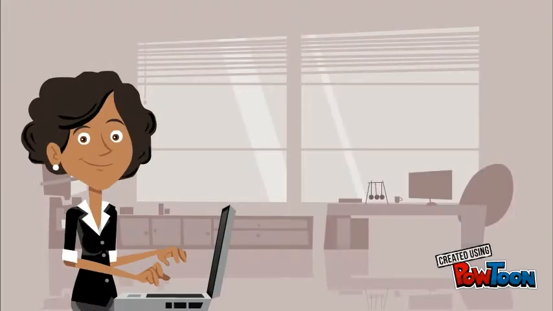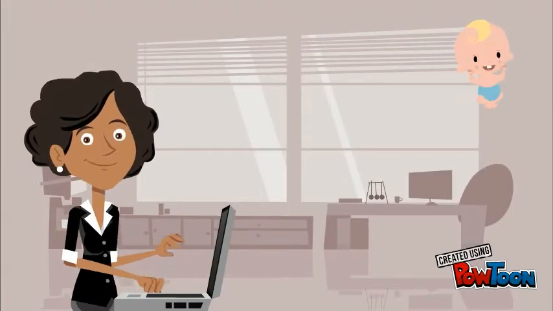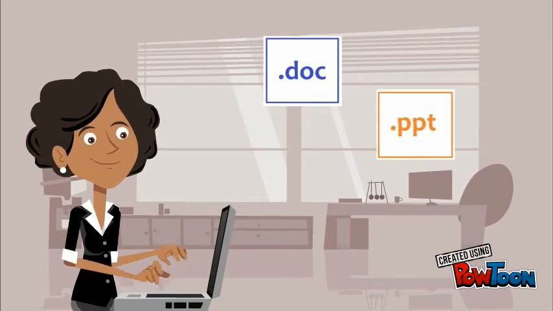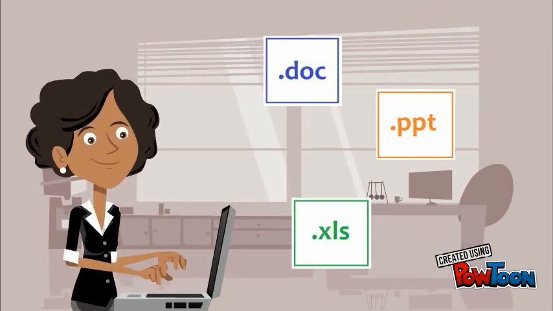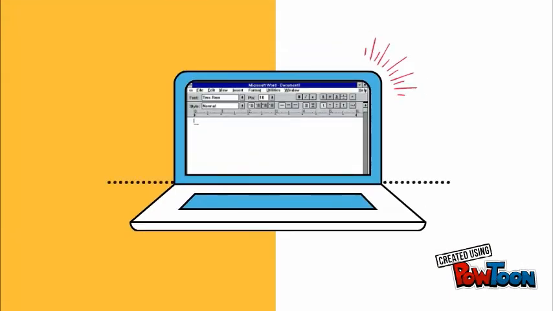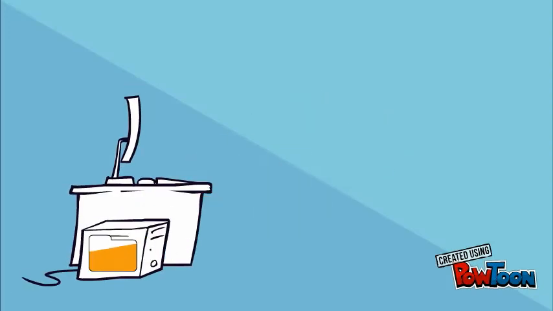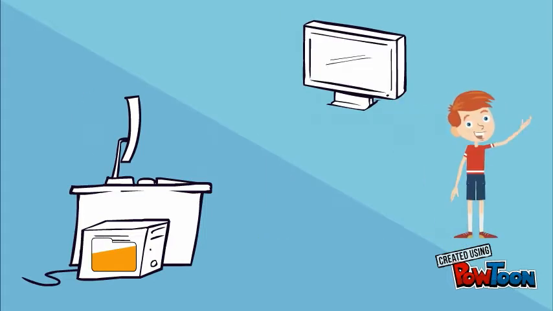Teachers have been using Microsoft Office since before you were born, creating documents in Word, presentations in PowerPoint, and spreadsheets in Excel. The first version of Microsoft Office was released in 1989. Back then, you'd save your file to your computer. If you wanted to work on another computer or give your file to someone else, you'd have to store it on a floppy disk and carry it with you.